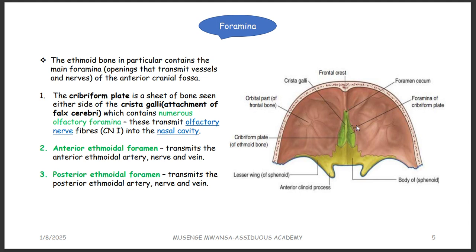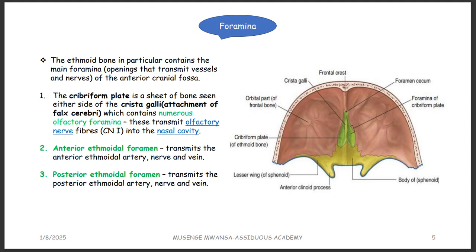What passes through these openings is cranial nerve number one. Remember, cranial nerve number one, the olfactory nerve, is the one that helps us to smell. A clinical application: when someone is swimming, one type of protozoa, known as Naegleria fowleri, which is actually an amoeba, can enter through the nose.